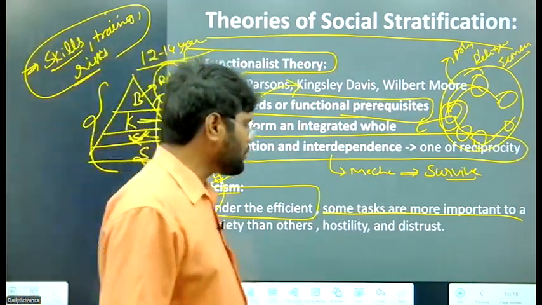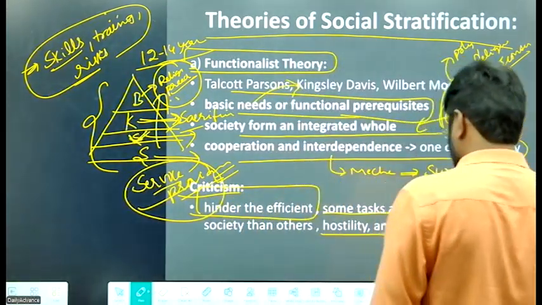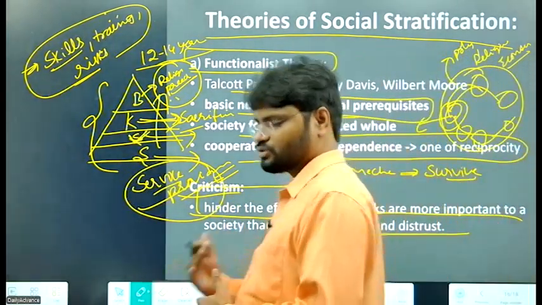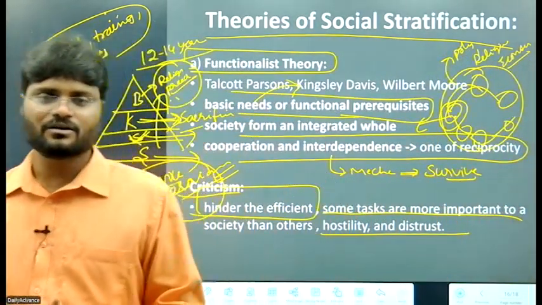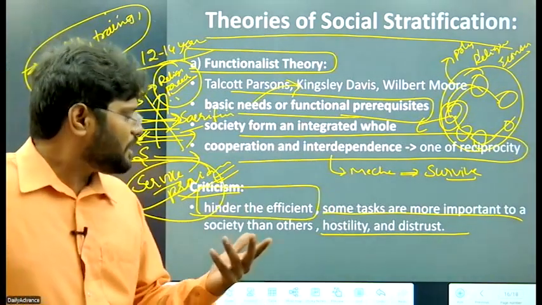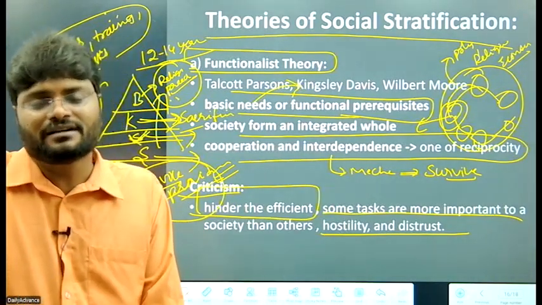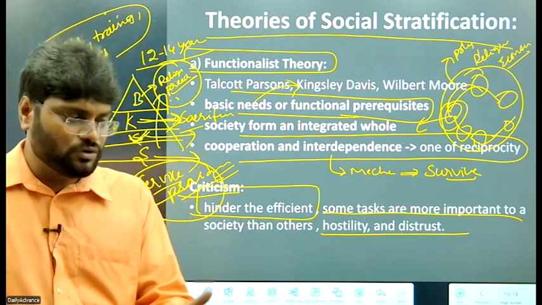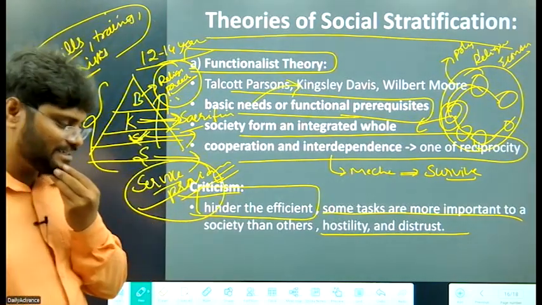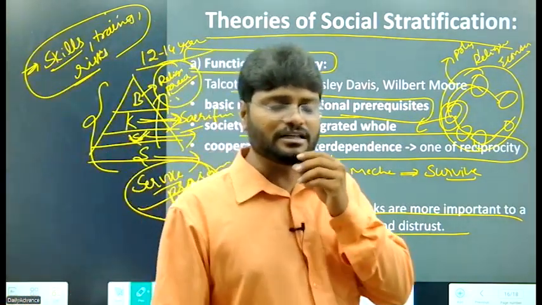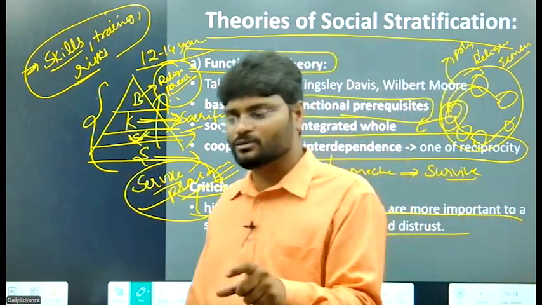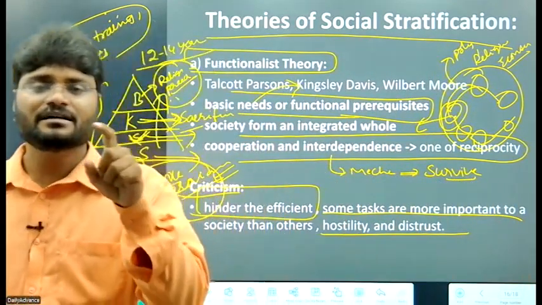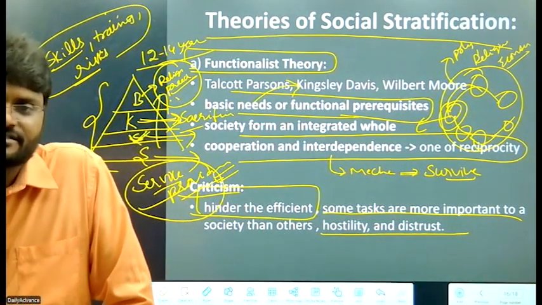And always lower people show distrust, dishonesty and hostility towards the upper layer people. If you look at the Indian context, these untouchable people always accuse Brahmins of being the culprits for their social conditions.